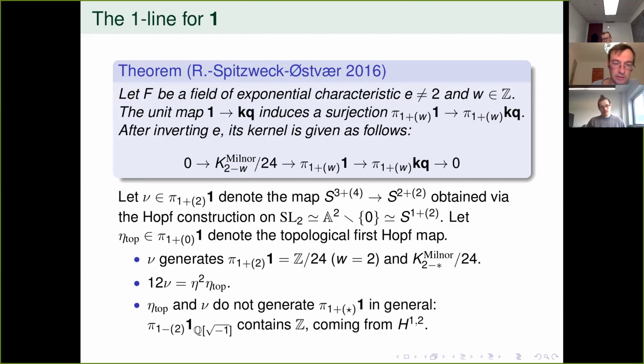Yeah, and then one can check that the Hopf map nu generates pi 1 plus brackets 2 of the sphere. So this is just the Z mod 24, the zeroth Milnor K group mod 24 of the field. The contribution from little kq is zero in that case. This generates it as an abelian group, but it generates the whole kernel as a Milnor K3 module. And then there's the topological Hopf map. This maps non-trivially to Hermitian K3.